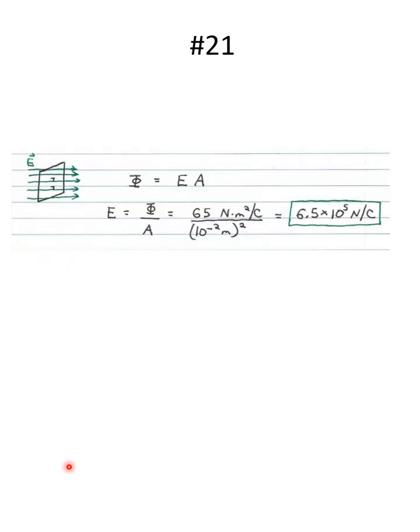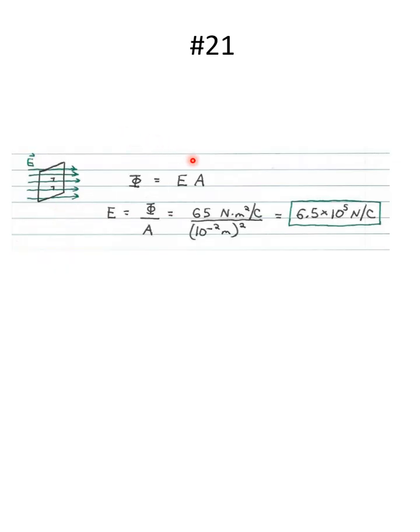It says, what is the electric field strength in a region where the flux through a 1 centimeter by 1 centimeter flat surface is 65 Newton meters squared per coulomb if the field is uniform and the surface is at right angles to the field? All right, so we have those 90-degree angles.